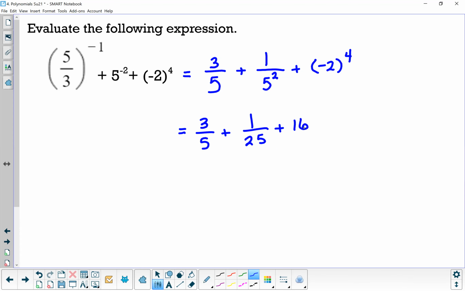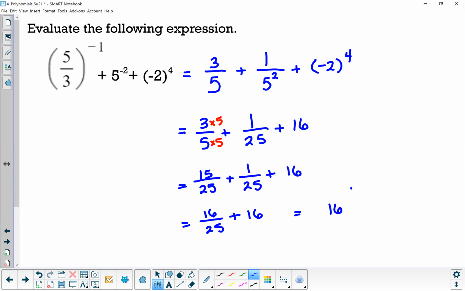All right, now we want to simplify this further. We need a common denominator. So 3/5, we're going to multiply that by 5/5 so we can get a denominator of 25. So that's going to give us 15/25 plus 1/25 plus 16. Okay, 15/25 plus 1/25 gives us 16/25. And we have the plus 16, which basically means we have 16 and 16/25 as a mixed number.